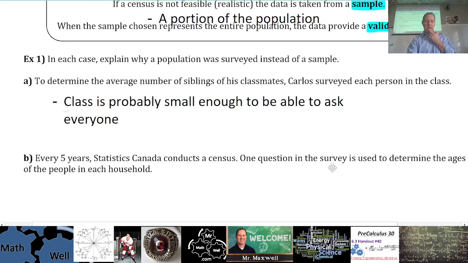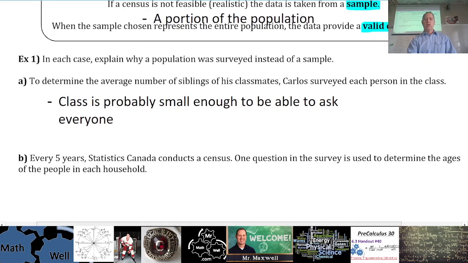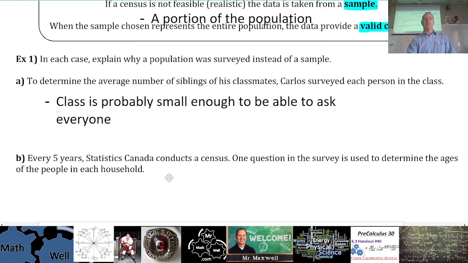Okay, B, every 5 years, Statistics Canada conducts a census. One question in the survey is used to determine the ages of the people in the household. So why would they send this out to every household and not just take a sample of the population? What do you think? Because what Lauren was saying, they could have really young kids or really old kids. You can't just ask them.